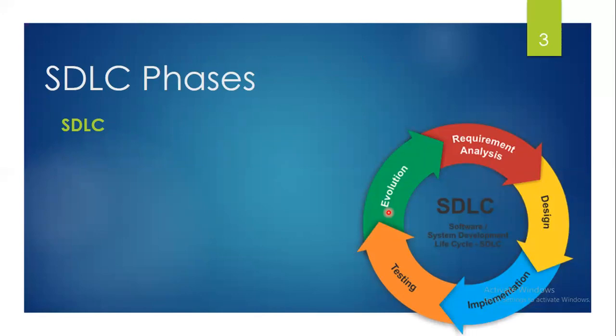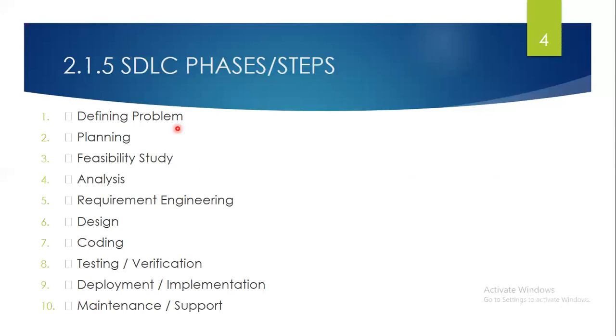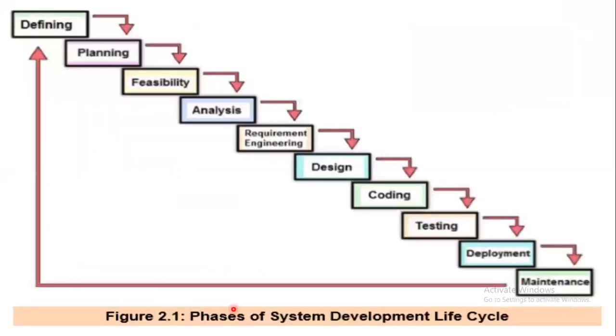We have studied about the phases of SDLC. In our lectures, we have discussed that there are about 10 phases of SDLC. These phases start from defining, then planning, feasibility study, analysis, requirement engineering, design, coding, testing or verification, deployment or implementation, and in the end, maintenance and support. This is the diagram which represents all the phases of SDLC.